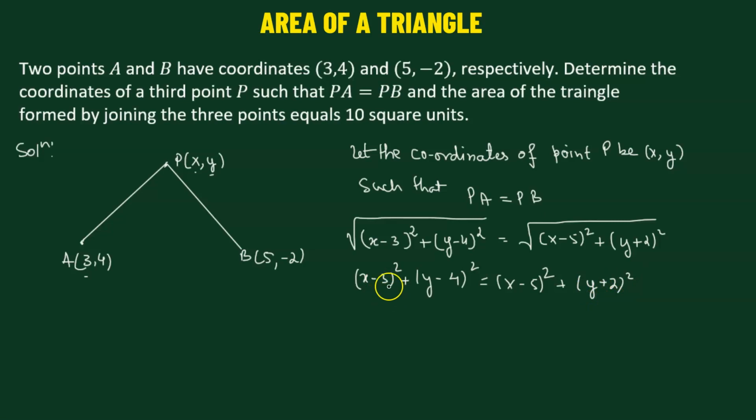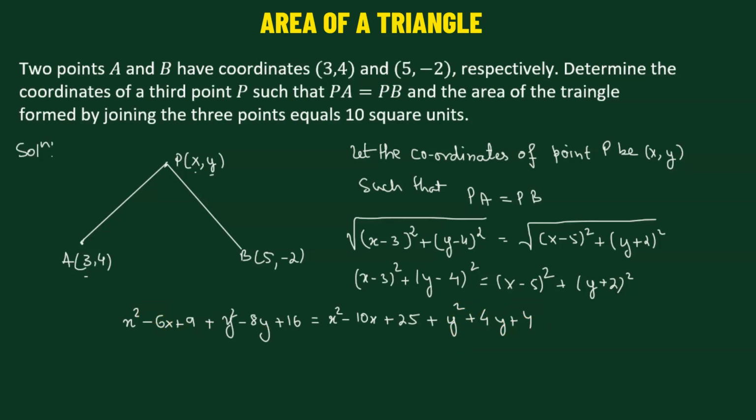Now what we'll do is expand x minus 3 whole squared, y minus 4 whole squared, and also x minus 5 whole squared and y plus 2 whole squared. So x minus 3 whole squared expands to x squared minus 6x plus 9, added to the expansion of y minus 4 whole squared, that's y squared minus 8y plus 16. This will be equal to the expansion of x minus 5 whole squared, that's x squared minus 10x plus 25, added to the expansion of y plus 2 whole squared, that's y squared plus 4y plus 4.